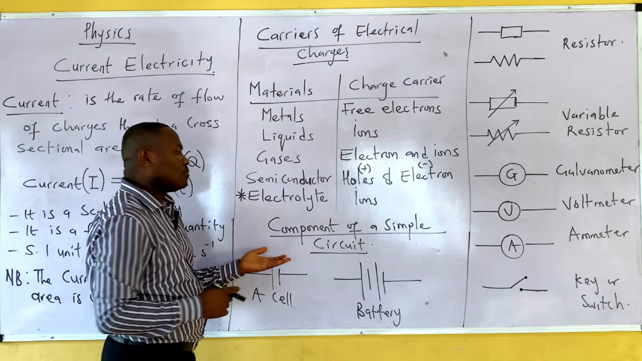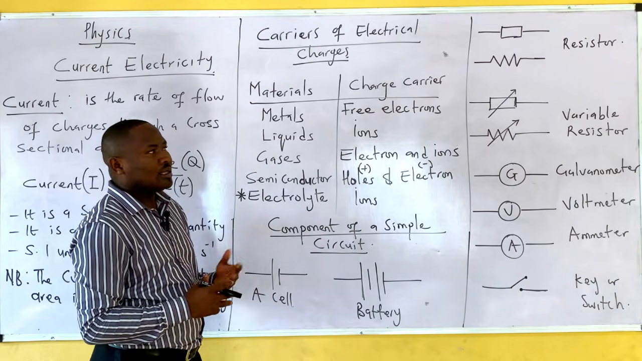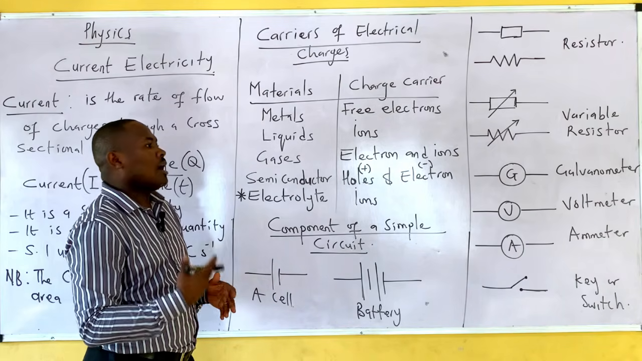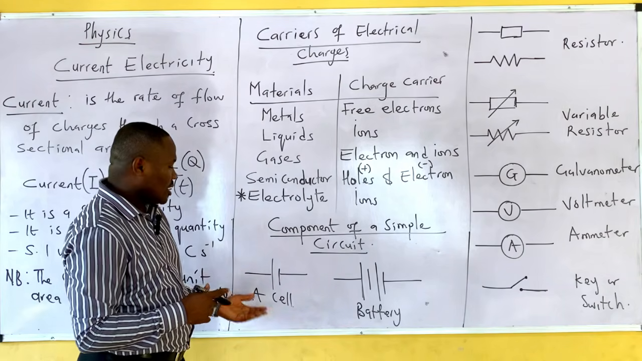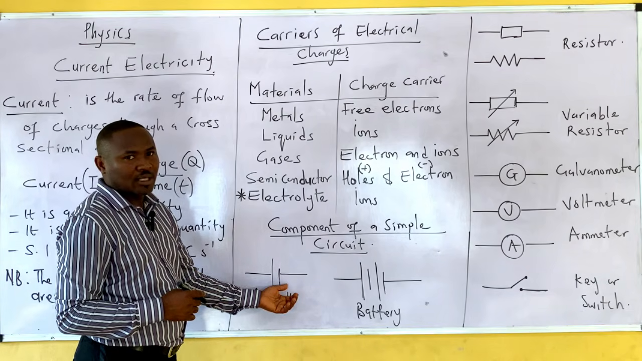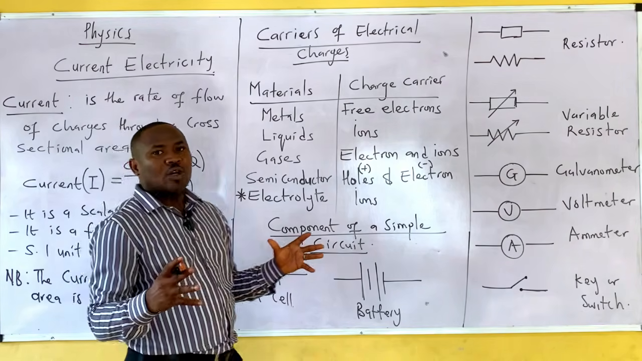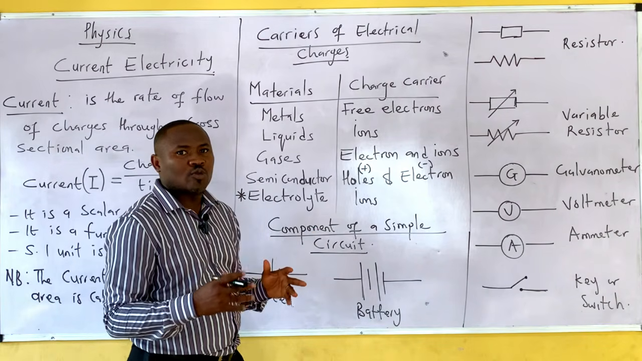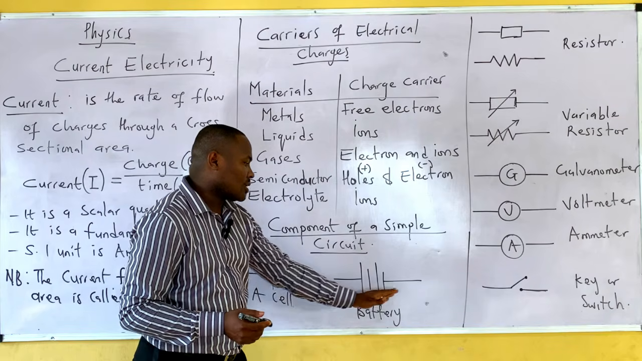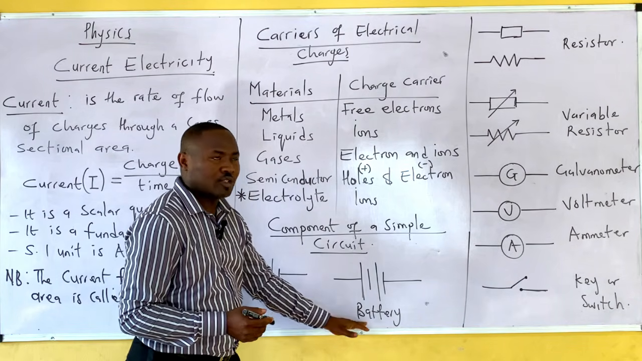Now we move to components and simple circuit diagrams so that you get acquainted with all of these diagrams when you see them as the class progresses. This is a cell with a positive and a negative terminal. When you have more than one cell combined together, it gives us what we call a battery.